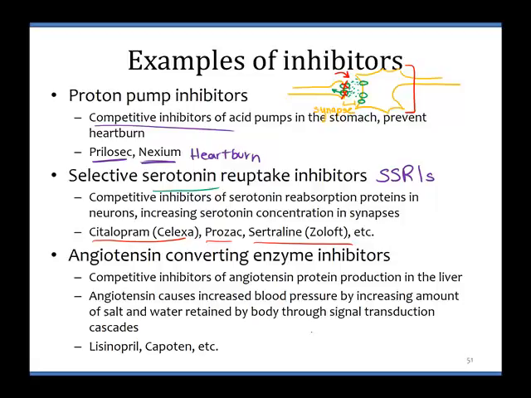So these are competitive inhibitors of angiotensin production. We normally produce this angiotensin in the liver. So if we stop the production of angiotensin, we stop increasing the amount of salt and water in our bloodstream, we lower our blood pressure. So lisinopril is a major drug that we use for treatment of high blood pressure. Capitin is another one. And they are just competitive inhibitors of the enzymes that produce angiotensin.